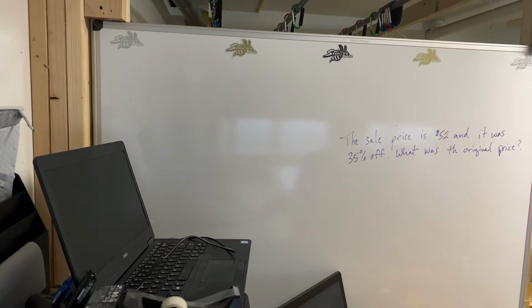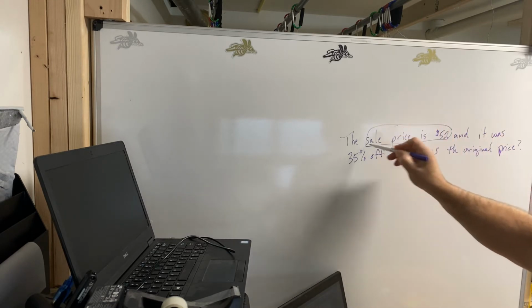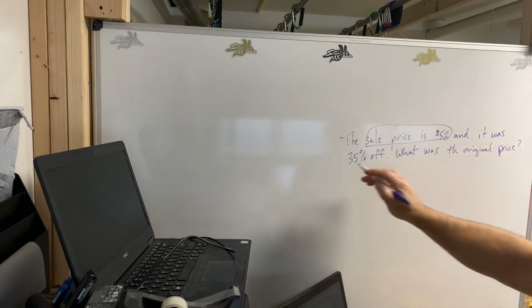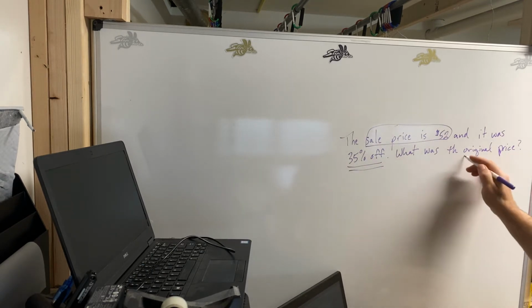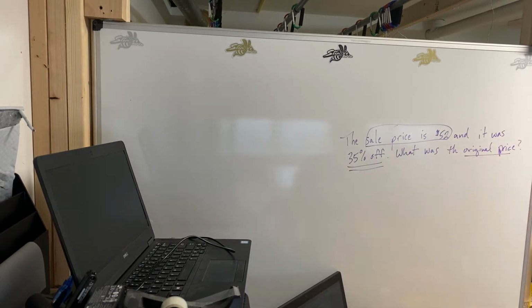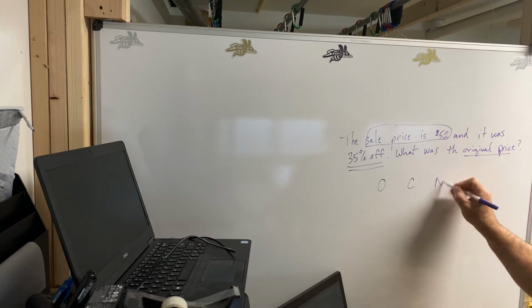25.9, okay? So now, when we take a look at this next particular question, the sales price is $52, and it was 35% off. What is the original amount? So you see how that doesn't say what is the percent change? Once again, we're going to use the OCN method.